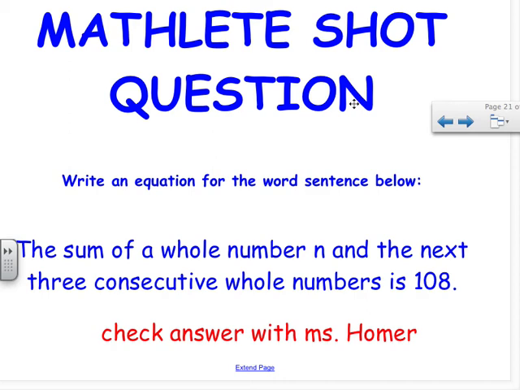Okay, so the sum of a whole number n and the next 3 consecutive whole numbers is 108. Now I'm going to underline a couple of things. The sum of, so sum of lets you know that you're working with addition. A whole number and the next 3 consecutive whole numbers is, equals 108. Do your best, try to create an equation that works. I don't want you to solve, I just want you to create an equation. Show me tomorrow, and if you are right, you will earn a Mathlete Shot.